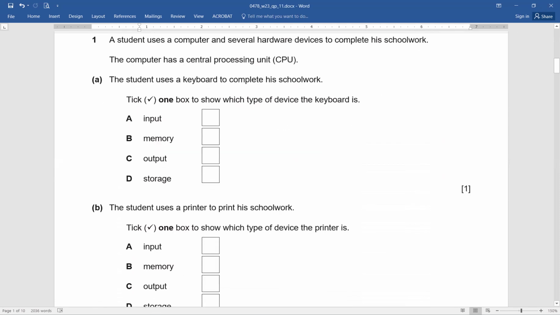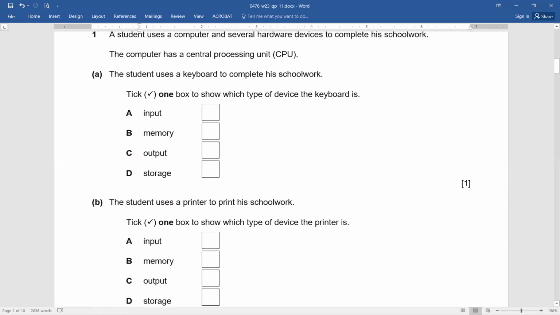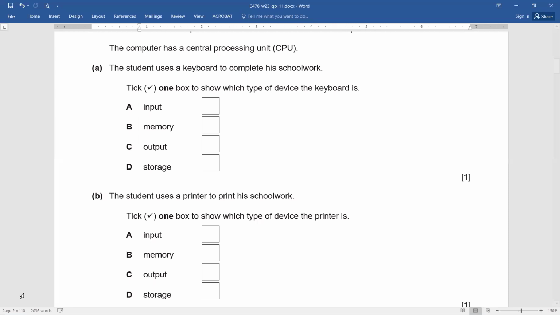A student uses a computer and several hardware devices to complete his schoolwork. The computer has a central processing unit. Part A. The student uses a keyboard to complete his schoolwork. Tick one box to show which type of device the keyboard is. Do we all know? Yes, I think we all know it, isn't it? The input device is your keyboard, isn't it?